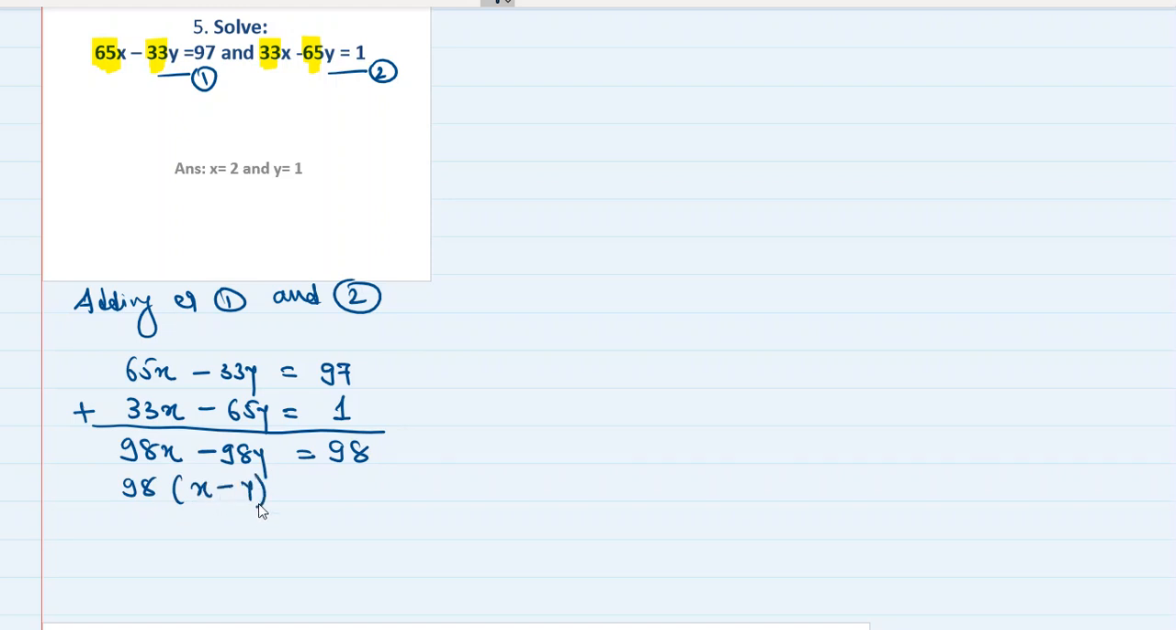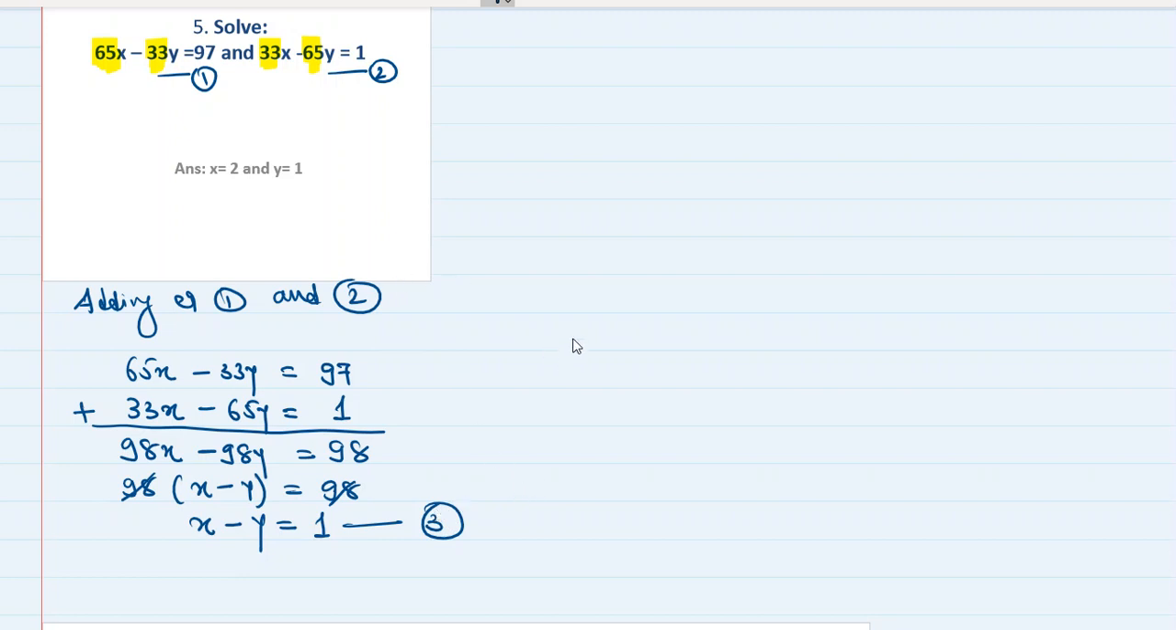X minus y is equal to 98. Cut 98 from both the sides. X minus y is equal to 1. And this is equation number 3. Did you see what happened? The equation got simplified to another level. So you can solve the equation which you have got now very easily.